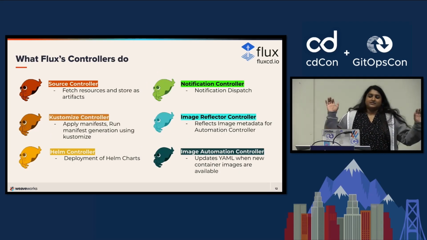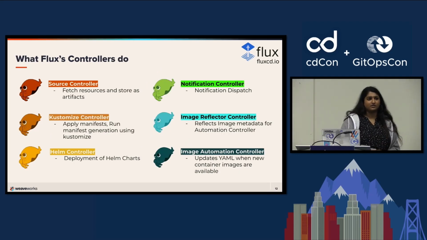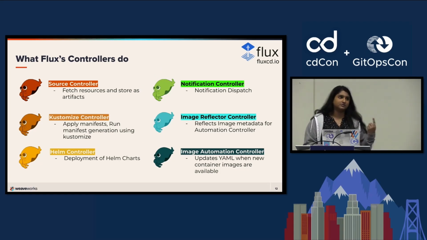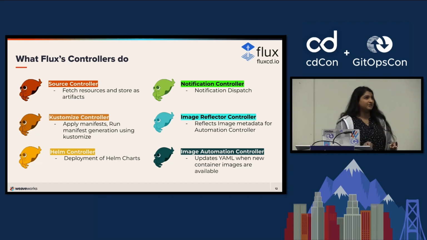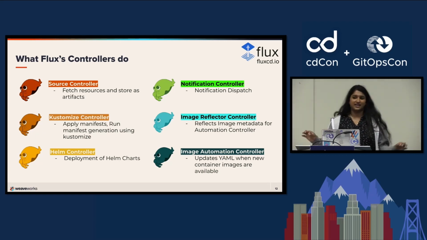So the controllers are as such. There's the source controller, which pulls artifacts from your source, such as Git repos, S3 buckets, image registries, OCI registries, Helm repositories. So it does a lot of things, so it's not just Git.